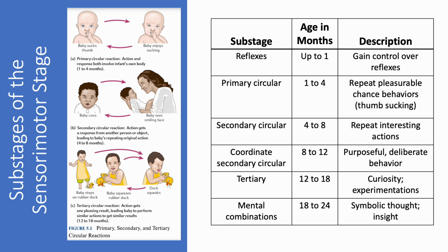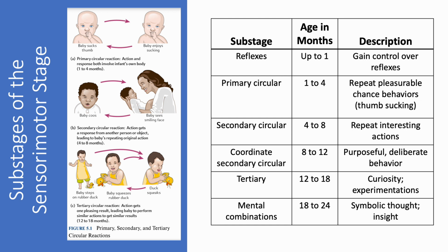If you take a look at Table 5.1 in your textbook, this shows you that much of the early development comes through circular reaction. Initially, it is all about reflexes and gaining control over those reflexes. If you touch the lips of a newborn, it will suck. Then the baby sucks its thumb, which gives it pleasure, so it repeats the behavior. In the primary circular reaction, the action and the responses involve the infant's own body. The perfect example then is thumb sucking. This is from 1 to 4 months.